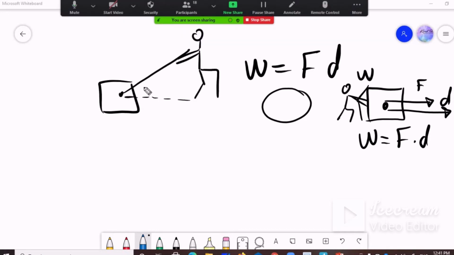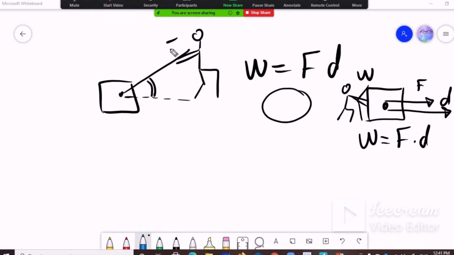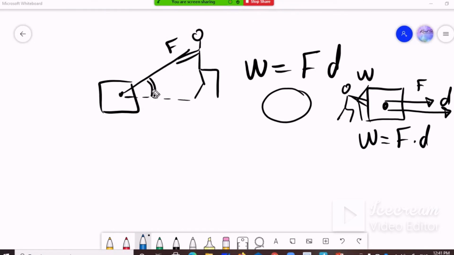Okay, now we have an angle here, and that is the force. This angle is theta. Now, what is the x component of this force? That is F cosine theta, right?